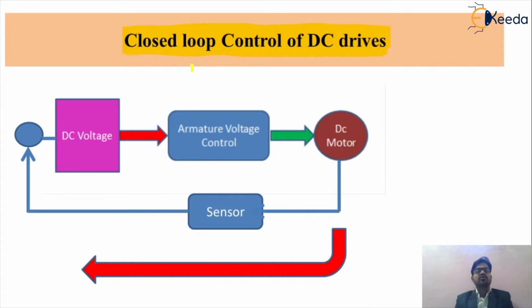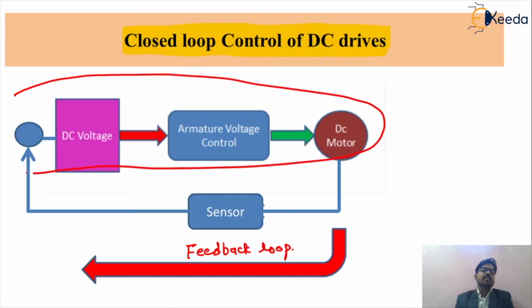So friends, in the closed loop control system, now we are taking one very important parameter. This parameter is called a feedback loop. Previously we were not using such a loop, because that technique is called open loop. But in the closed loop control system, now we are taking the feedback loop. So this is called a feedback loop. This will be the difference between the open loop and closed loop control systems.